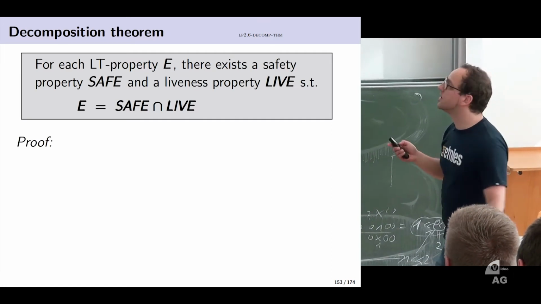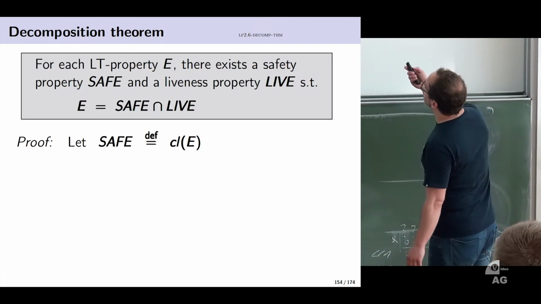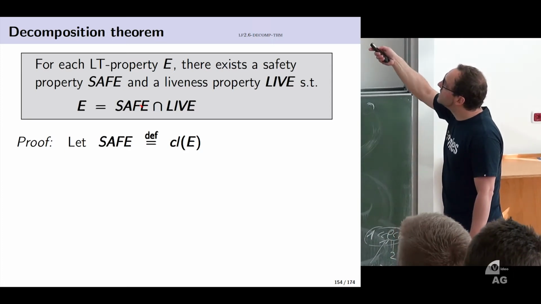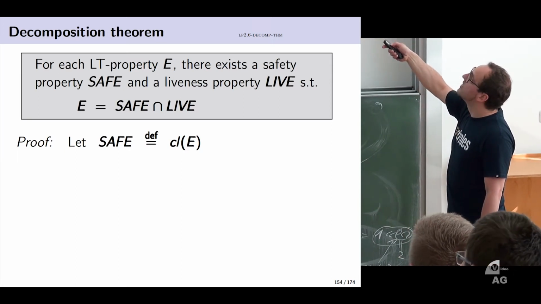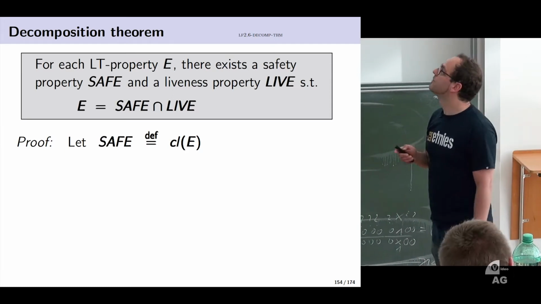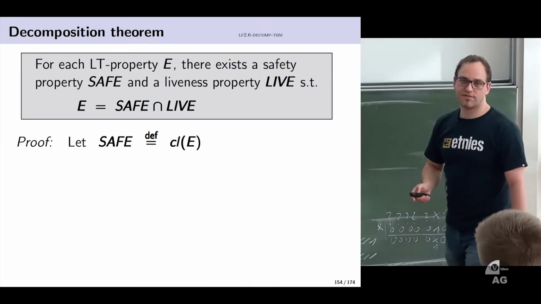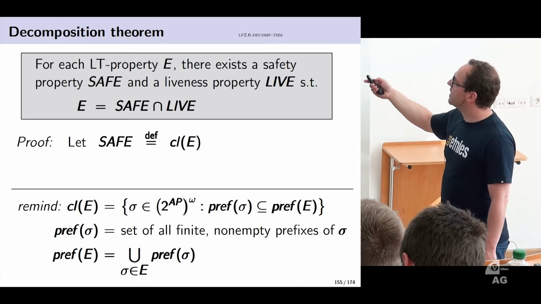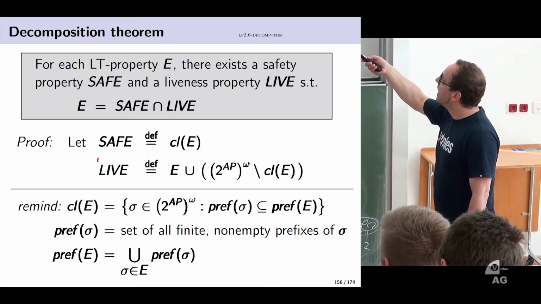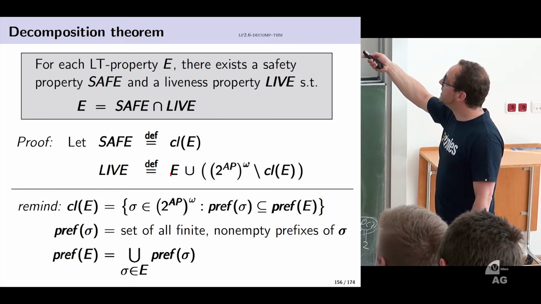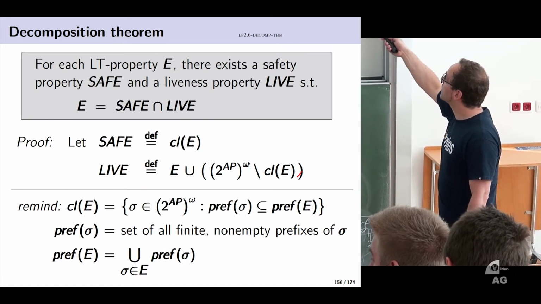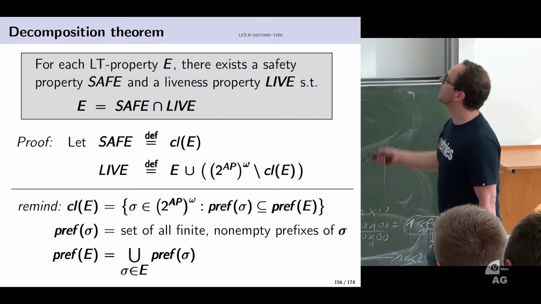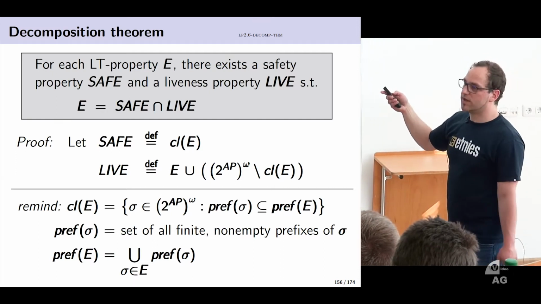So let's prove it. Given some linear time property E, we have to say what safe and live are such that these conditions are satisfied. We take safe to be the closure of E. Well, why not do that? This is just a reminder of the formal definitions. And we choose live to be E joined together with the complement of the closure. Okay, we can do that.